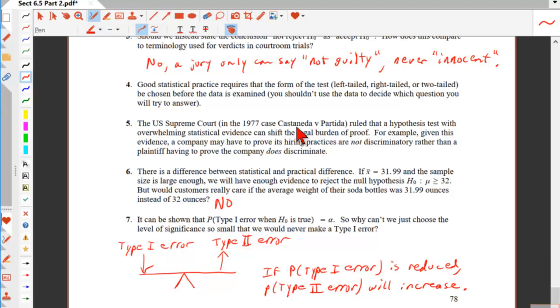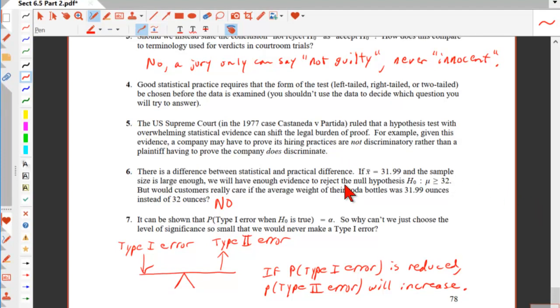And this case went to the United States Supreme Court, which ruled that a hypothesis test with enough statistical evidence can shift the legal burden of proof. What that means is a company, or in this case, a county, may have to prove that it's not discriminating rather than a plaintiff coming to court and having to prove that the company or government does discriminate. So that's a huge deal. To flip the legal burden of proof is really quite significant.